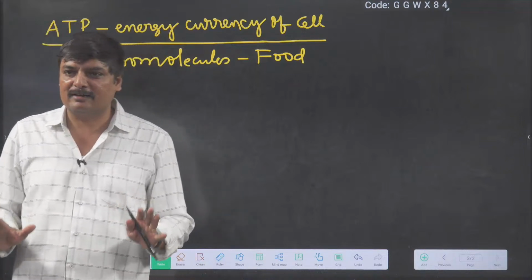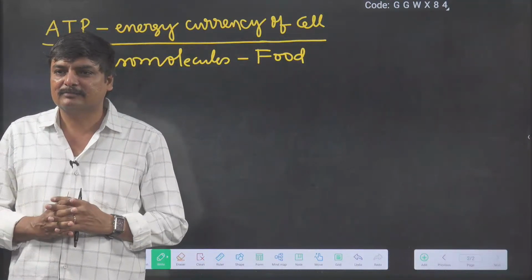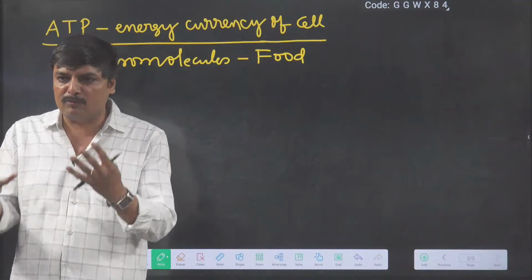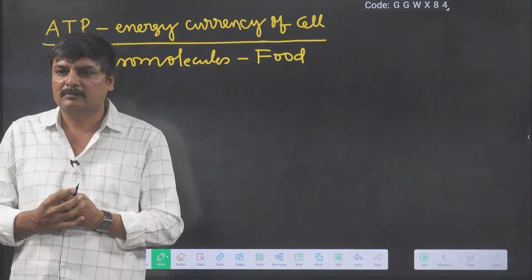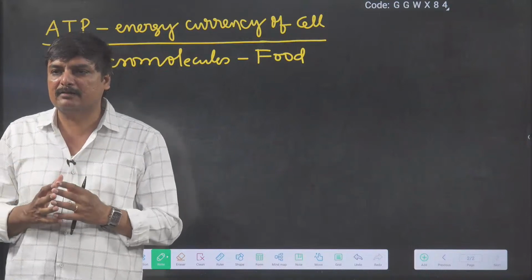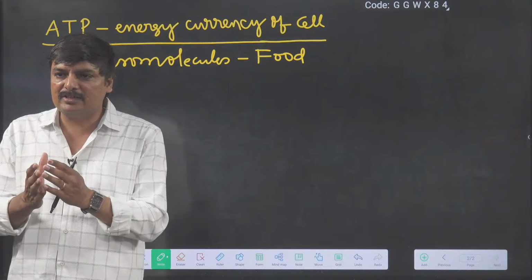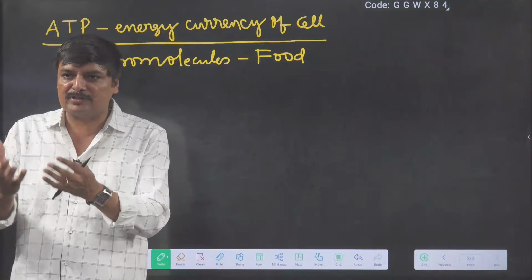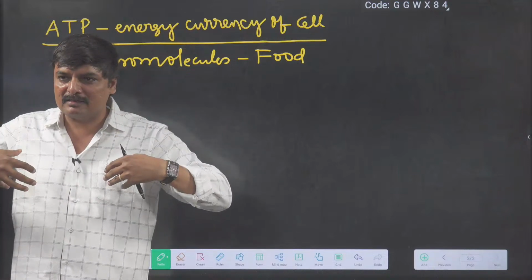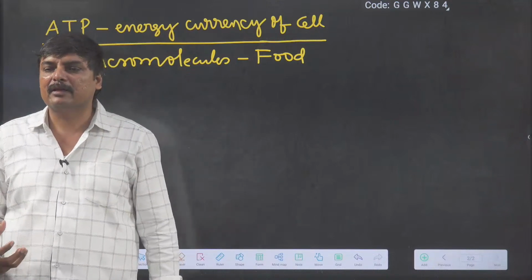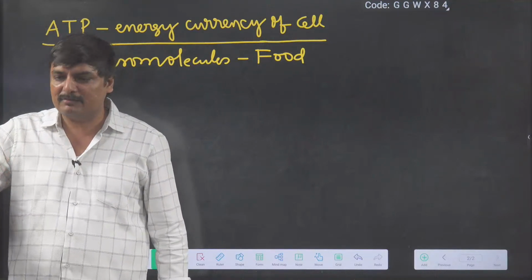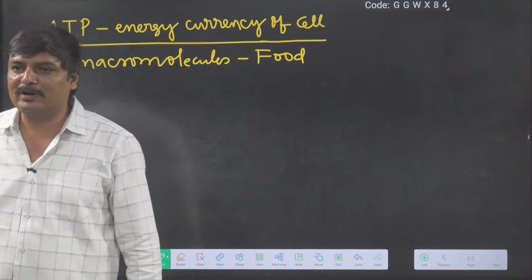I hope you understand. We require energy for various activities, which we get from macromolecules called food material. From the food, due to the oxidation process, energy is liberated. And this energy mostly we utilize for synthesis of ATP. That means energy is stored in the cells in the form of ATP. Whenever the cell requires energy, this ATP breaks down and we get energy. Simple to understand.